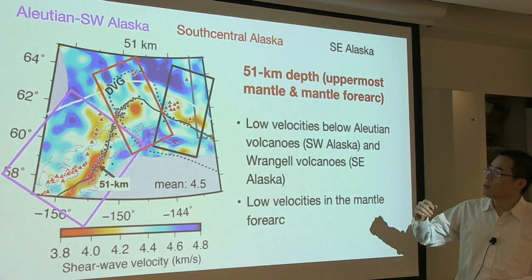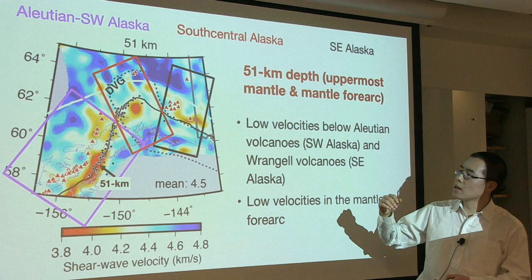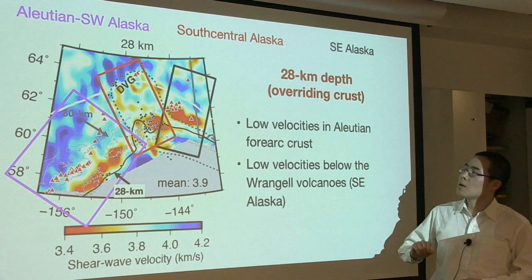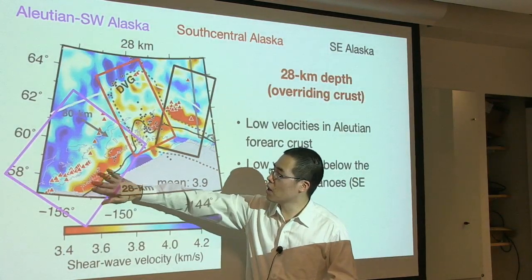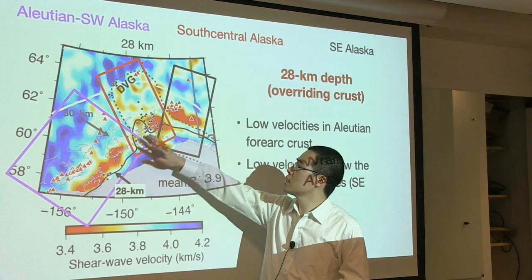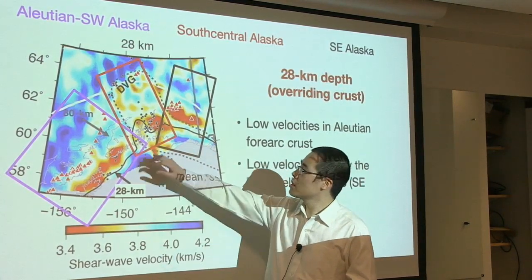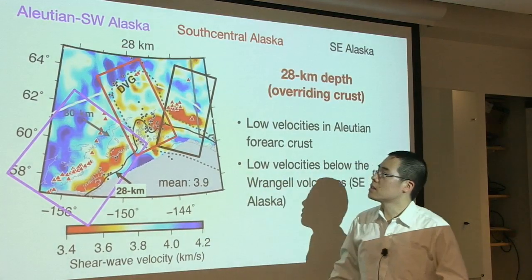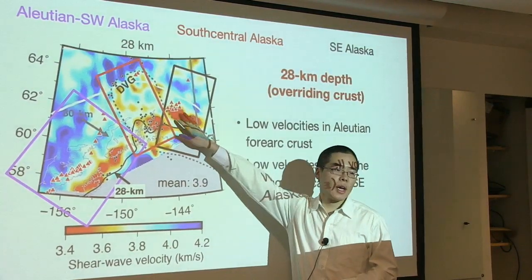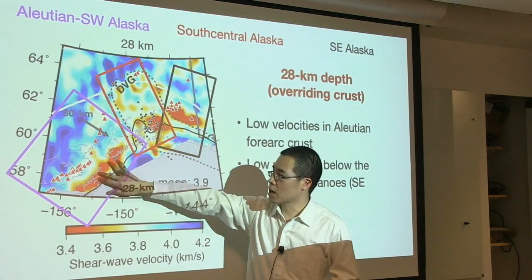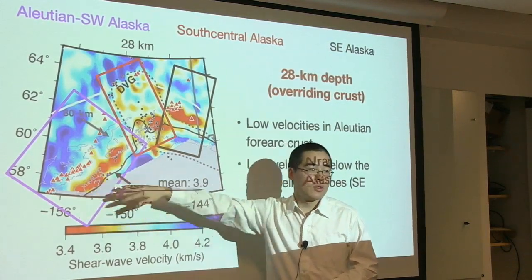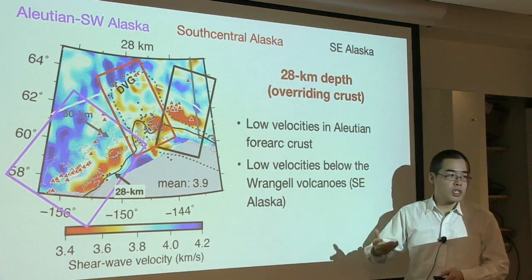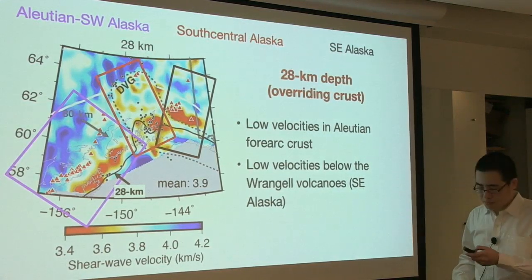And at the different depth, this is sampling the crust. What we emphasize is the low velocities along the Aleutian arc crust and the Wrangell arc crust. And this is what we see very interestingly, also showing south of the latitude 60 degrees. But this is right beneath the Wrangell volcanoes. And this is in the forearc crust, not beneath the volcanoes. Those two actually have very important implications on their relationship with the distribution of volcanoes.